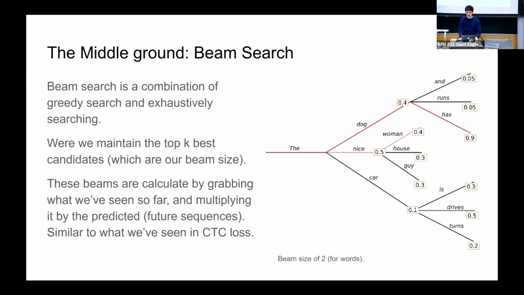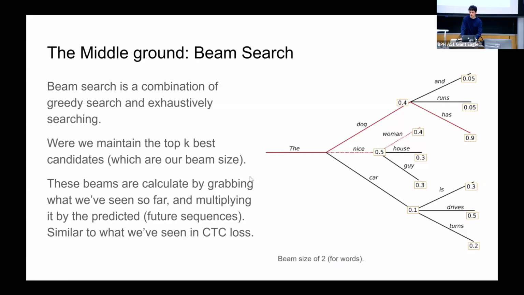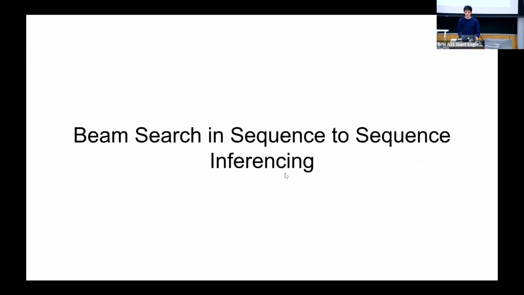This is where we grab the top K best candidates, which is our beam size, and we compare our top K candidates and maintain them. So for example, we could take dog, which has 0.4, and we multiply it by our next running sample, and we compare that to the next competing candidate, which would be nice, at 0.5, and its candidates, which would be woman, house, and guy. In this example, the beam size is 2.